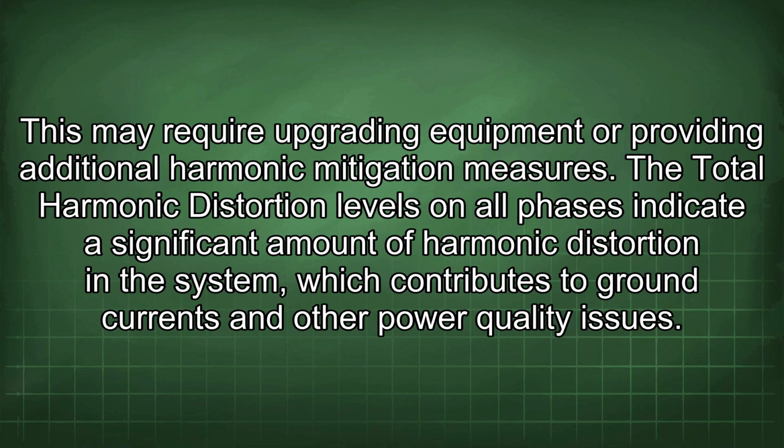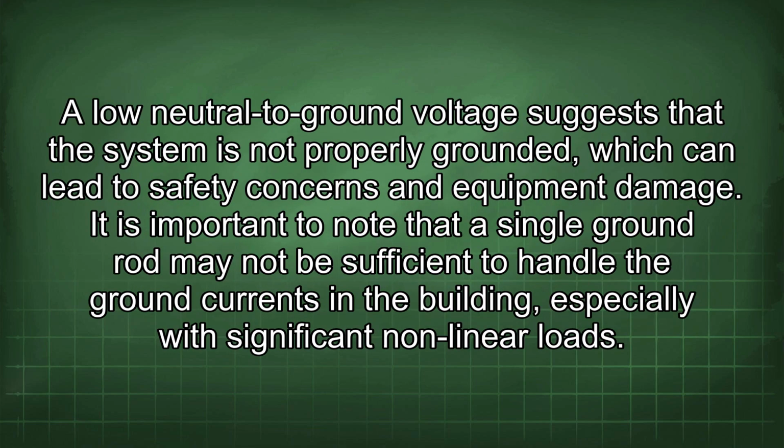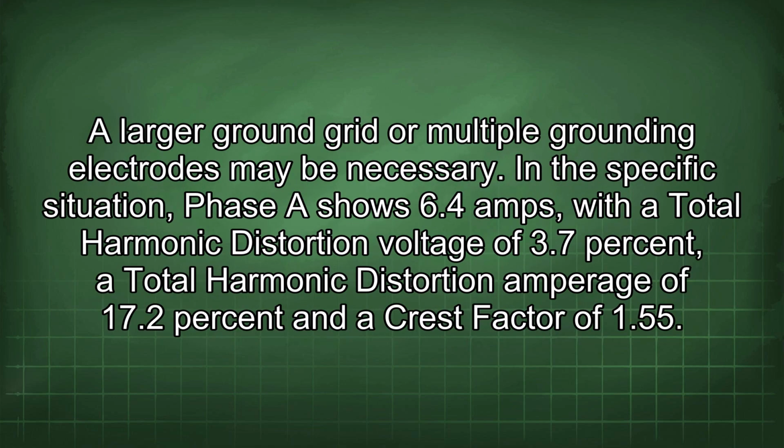The total harmonic distortion levels on all phases indicate a significant amount of harmonic distortion in the system, which contributes to ground currents and other power quality issues. A low neutral to ground voltage suggests that the system is not properly grounded, which can lead to safety concerns and equipment damage. It is important to note that a single ground rod may not be sufficient to handle the ground currents in the building, especially with significant nonlinear loads. A larger ground grid or multiple grounding electrodes may be necessary.